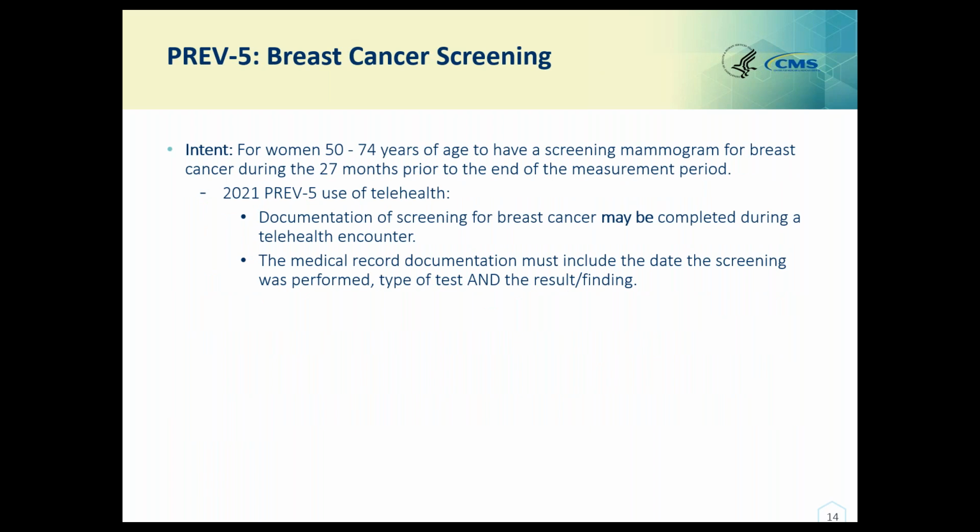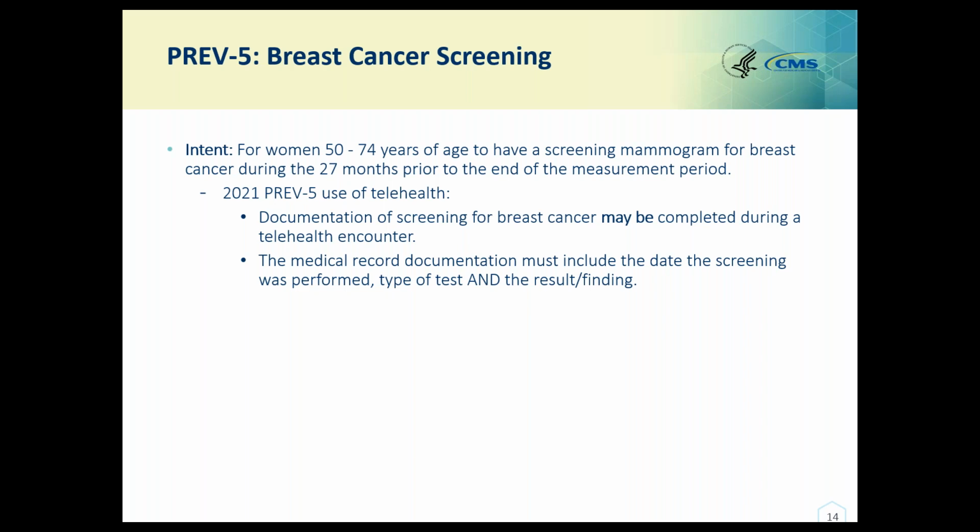Now we're going to cover Prev 5 breast cancer screening. Just as a reminder, the intent of this measure is for women 50 to 74 years of age to have a screening mammogram for breast cancer during the 27 months prior to the end of the measurement period.